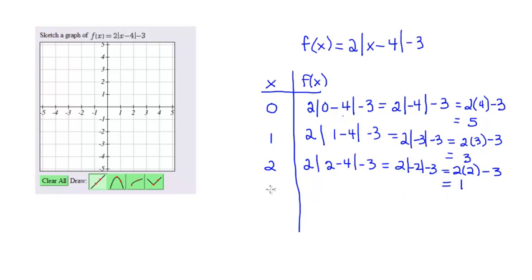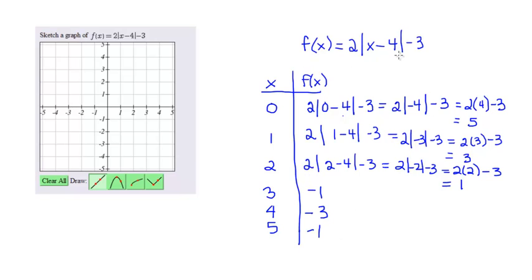Now I'm going to let x be 3, 4, and 5 and get corresponding y values. I'm not going to show you the work. I'm going to let you try, but the answers you should get are as follows. When you plug in the domain values of 3, 4, and 5, respectively, into your function f of x, you will get the numbers negative 1, negative 3, and negative 1.